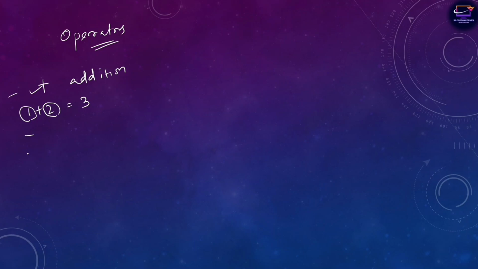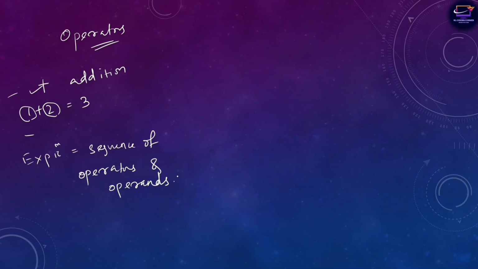I am going to discuss all the operators in C language, and with the help of operators and operands, an expression is performed. So you can say that an expression is a sequence of operators and operands, which gives you a single value after processing.